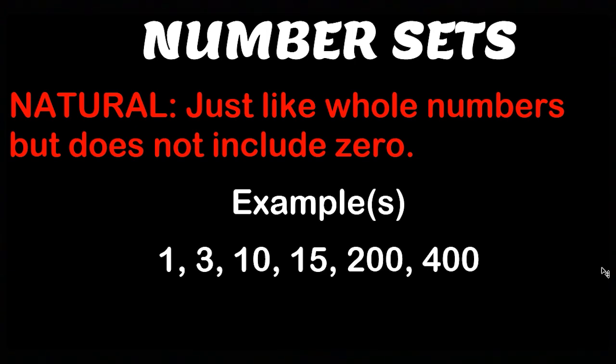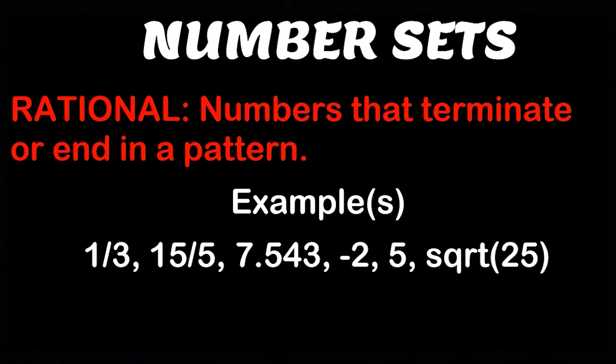Okay, we have 2 more to do here and then we're done. Let's look at the next one. It's going to be a rational number. So a rational number is a number that terminates or ends in a pattern. Okay, so for example, you have 1/3. Well, we know that 1/3 is going to be 0.3 repeating, right? So this is really just 0.3 repeating. Just keeps going on and on, okay? Now, that keeps going on and on, but it ends in a pattern. So that would be considered rational.